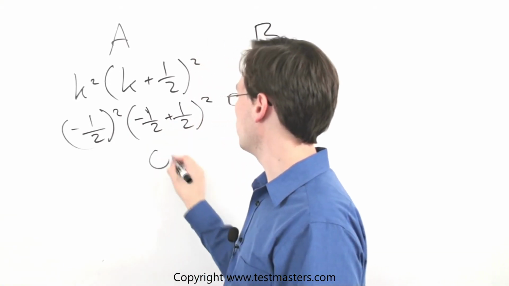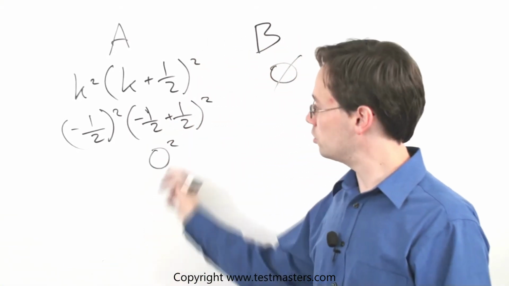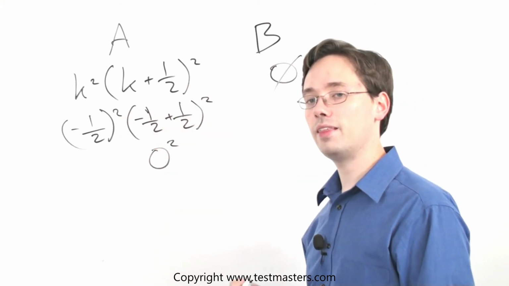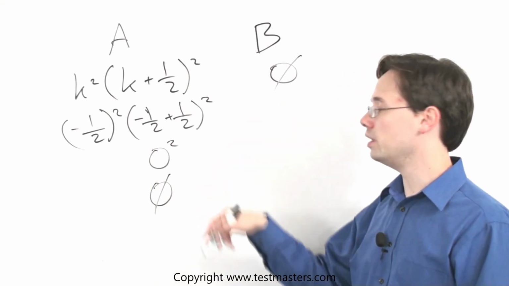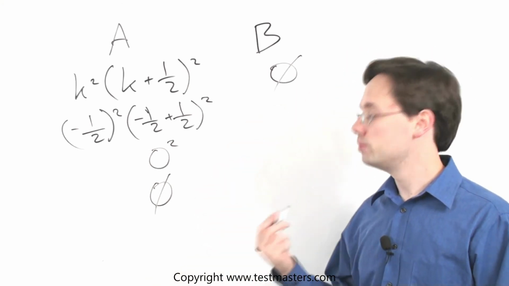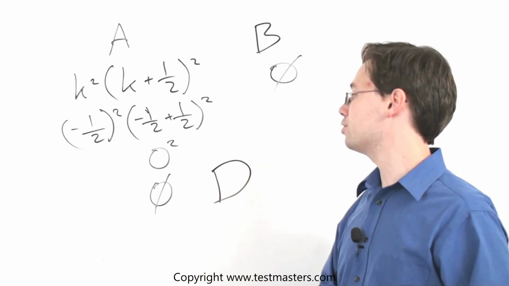This is going to be 0 squared. Doesn't matter what the rest of it is. You can remember that anything multiplied by 0 is just 0. So this is going to be 0, which means then the columns will be equal. Not a consistent relationship then. Answer is D.